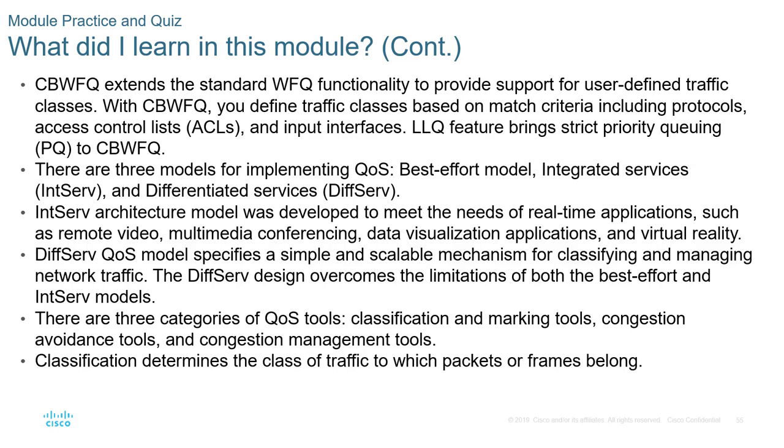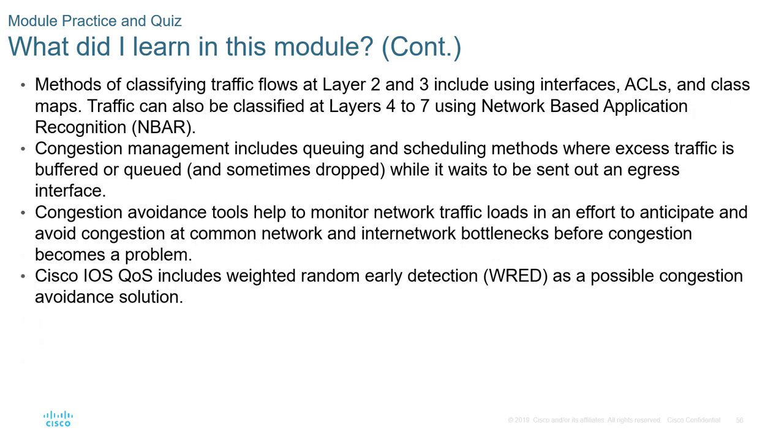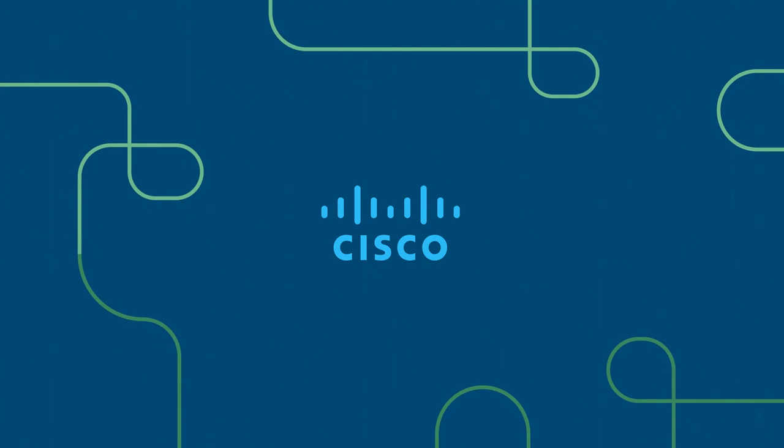We looked at how we can handle congestion using ACLs. We looked at categorization of QoS tools: classification, marking, congestion avoidance, and congestion management tools. We looked at how we can classify traffic flows at layer 2, layer 3, and layers 4 through 7 using NBAR. And we looked at some forms of weighted random early detection to kind of tunnel traffic in. And that is it for this chapter.